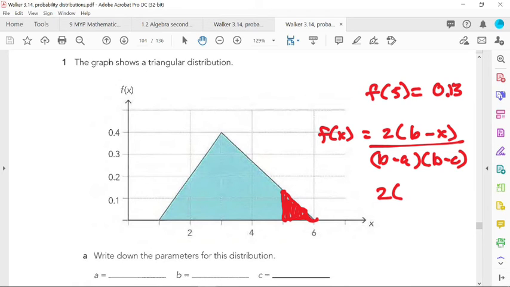So it's 2 times, our b is 6. Our x in this case is 5, right? Because that's our limit here. Okay? B minus a is 6 minus 1. B minus c is 6 minus 5.